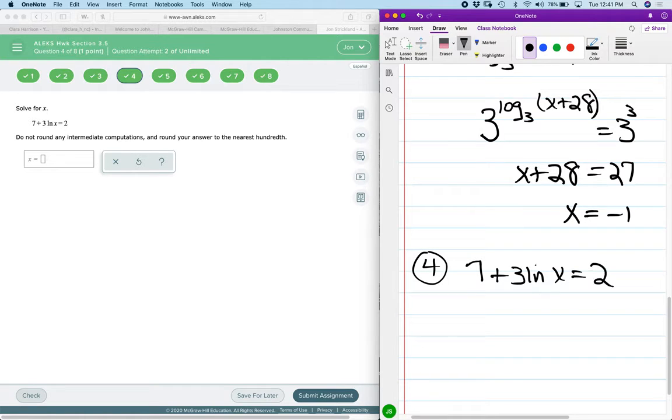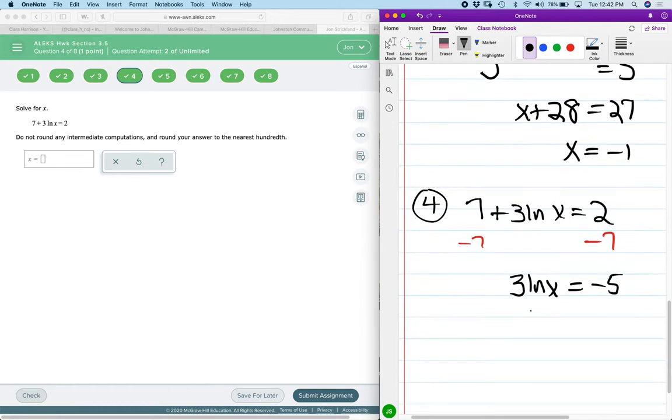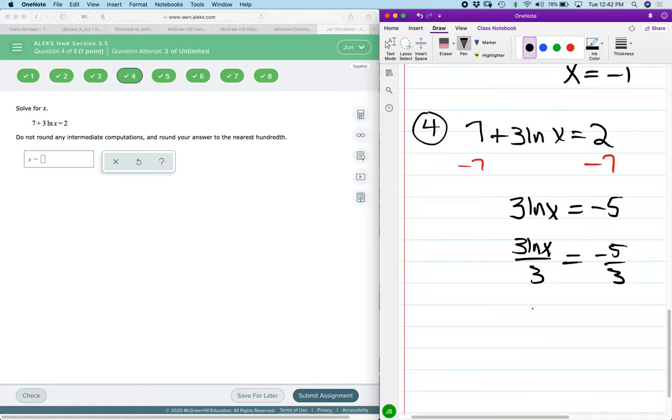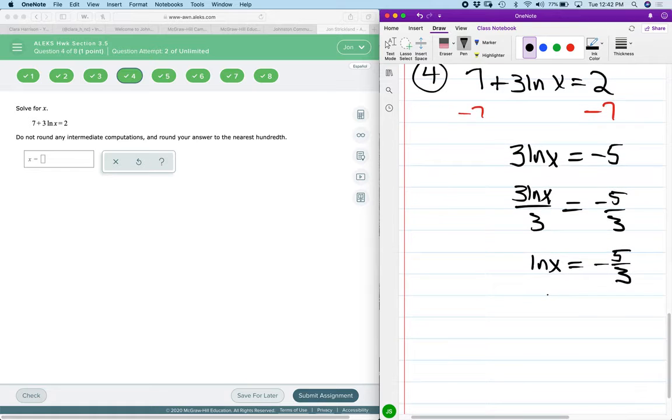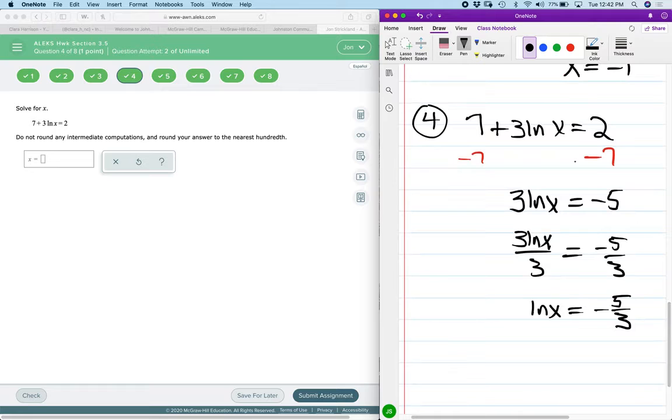Now we have a logarithmic term with 3 times the natural logarithm of x. If I move the 7 over to isolate the logarithmic term, you have the natural logarithm of x is equal to -5. As we divide by 3, we're going to have that the natural logarithm of x is equal to -5/3. Now keep in mind, a natural logarithm is going to be a base e logarithm.